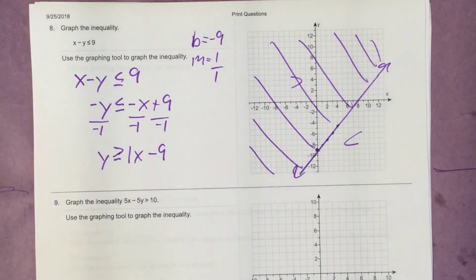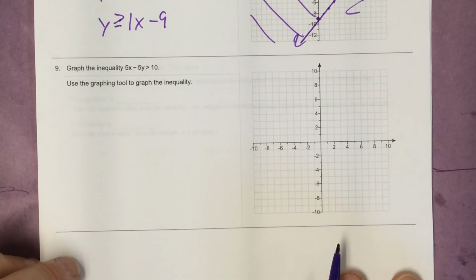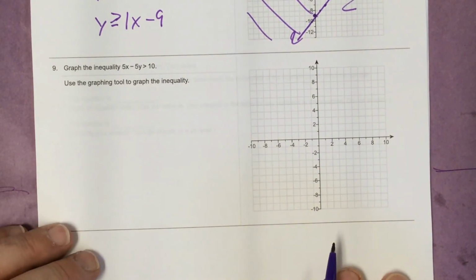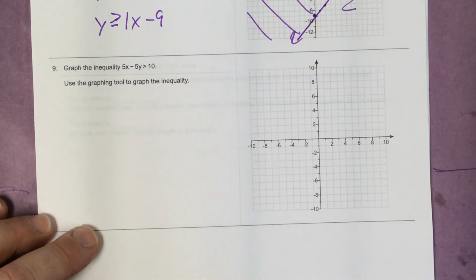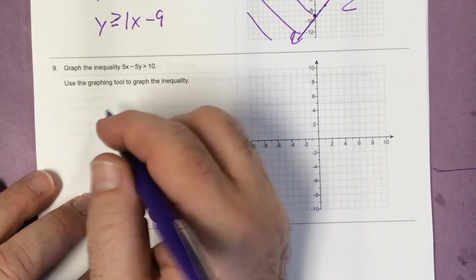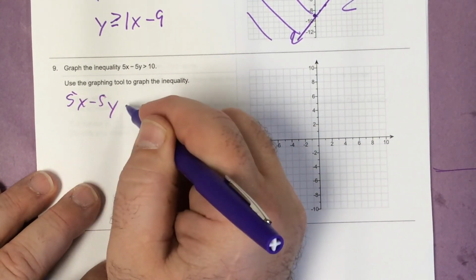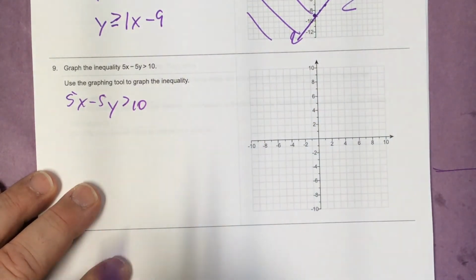Okay? All right, next question. It's going to be number 9. Again, you may want to pause the video on this one. Just bear in mind, you're going to need to convert this from standard form to slope-intercept form. All right, so if you didn't pause the video, here we go. So we're going to have 5x minus 5y is greater than 10.